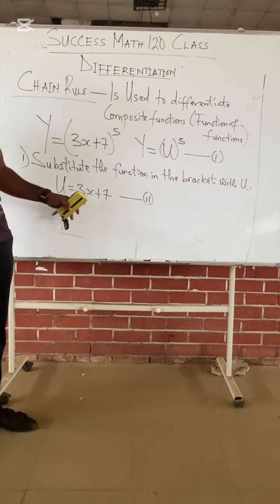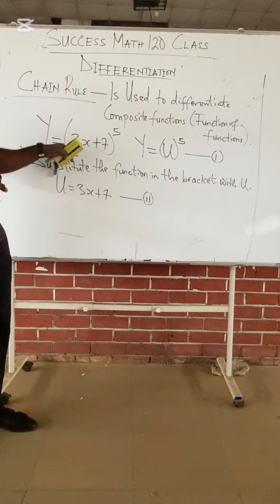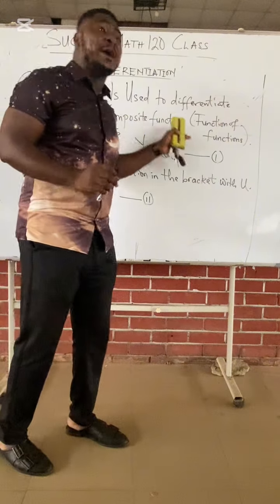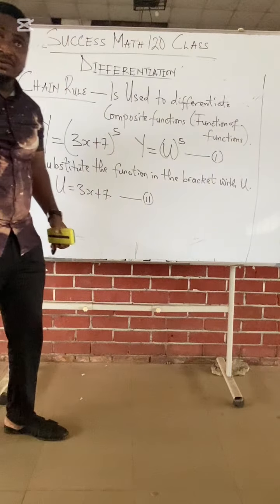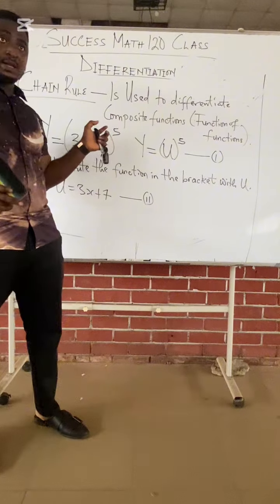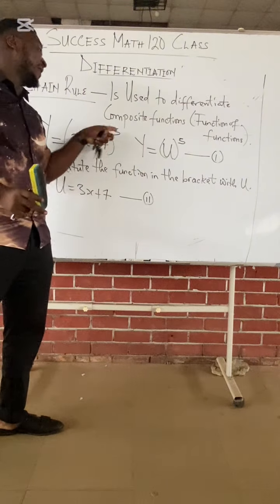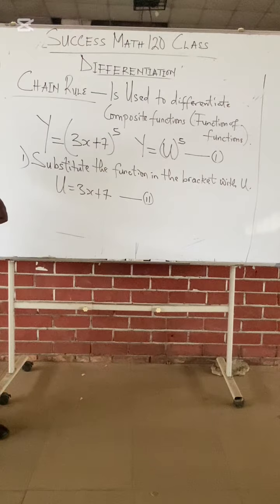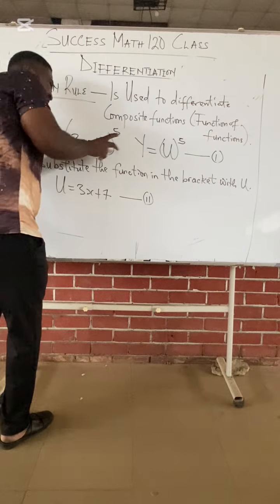No. u is 3x plus 7, but y is 3x plus 7 raised to power 5. It's y that is carrying the power 5. You only replace what is in the bracket, not carry the power with it. We replace 3x plus 7 with u without the power. So class, it's wrong to say u is 3x plus 7 raised to power 5, because that would mean u is y. u is not y. Only what is inside the bracket is u.